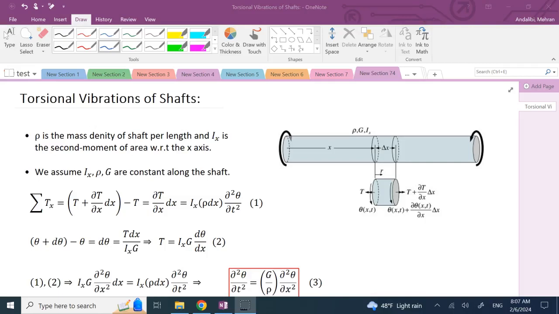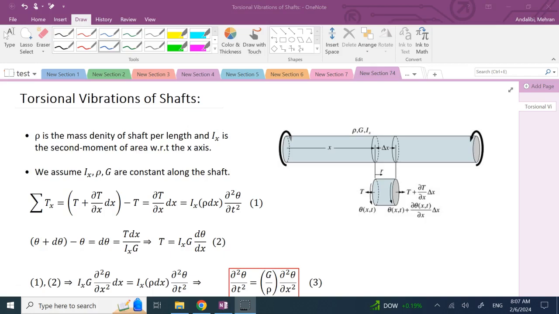Hello everyone. In this video we are going to talk about torsional vibrations of shafts. Shafts are very important mechanical elements in industrial systems, and they are used to carry rotational power through the gears or discs or anything that is installed on them.